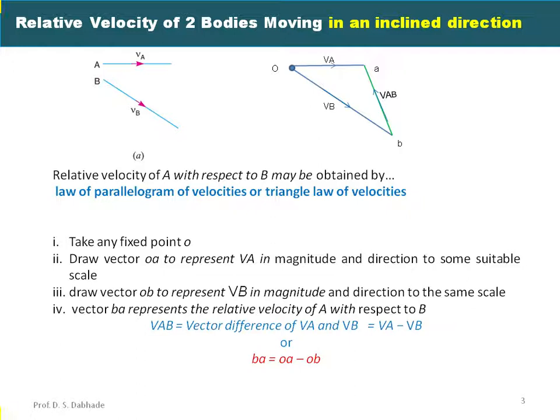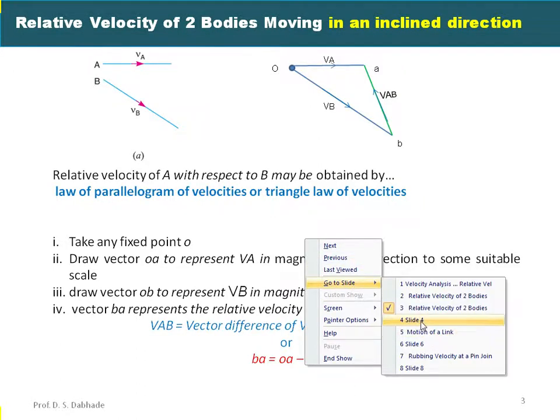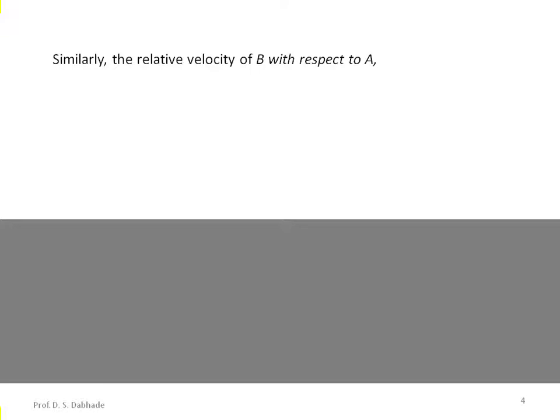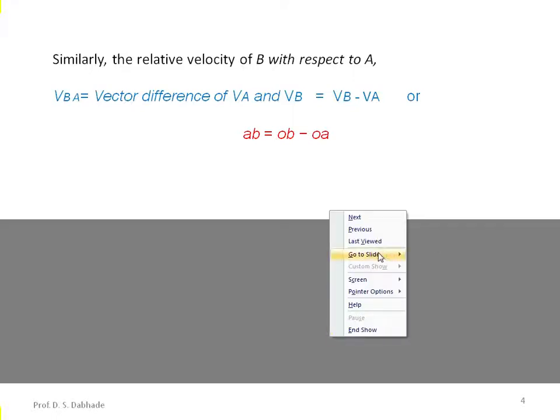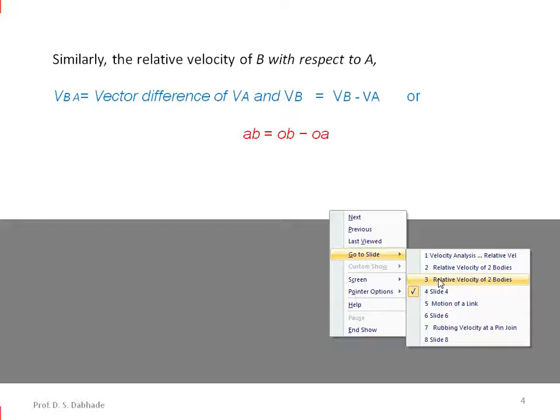Next we can go for the relative velocity of B with respect to A. That too we can calculate in a similar fashion. The relative velocity of B with respect to A will be the vector difference of VB minus VA. So velocity of B minus velocity of A, or we can represent it in terms of vector AB is equal to vector OB minus vector OA. We can show it in the sketch.